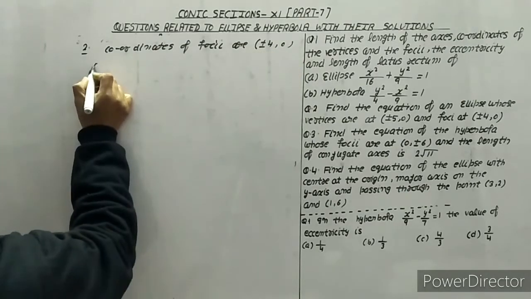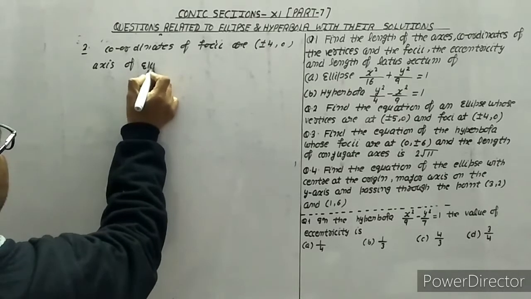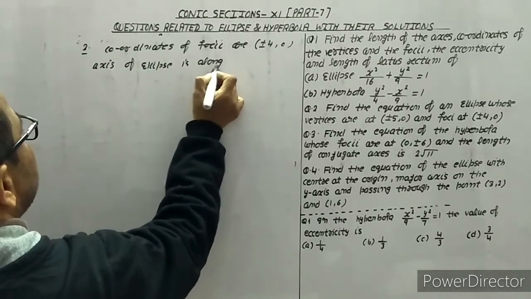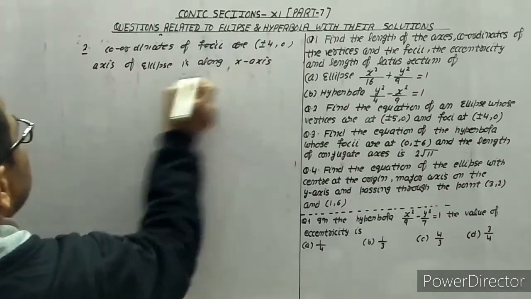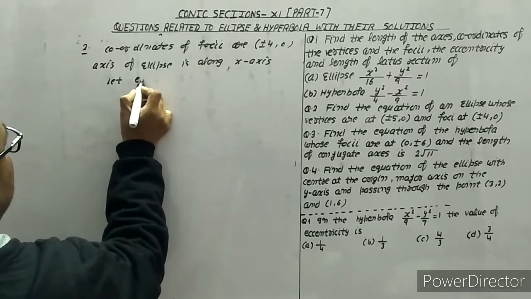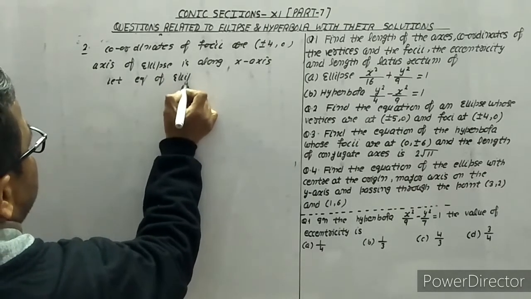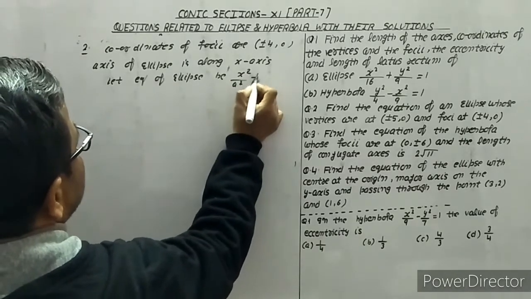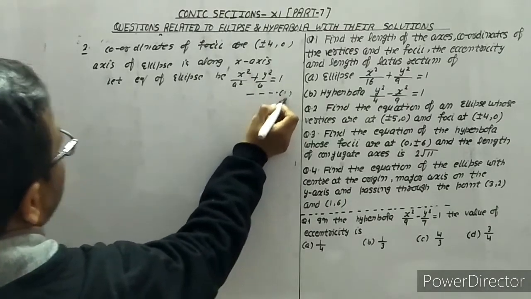Therefore the axis of the ellipse is along the x-axis. Therefore we can say that let the equation of the ellipse be x square upon a square plus y square upon b square is equals to 1. This is equation number 1.